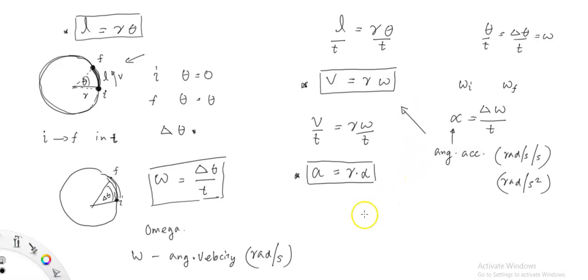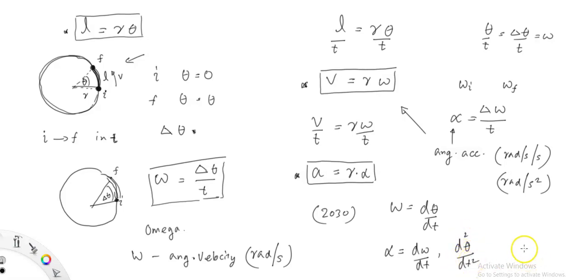Before I erase this, I want the calculus class to know, if you are in physics 2030, these things are defined. Omega is defined as, you already know this, d theta by dt, the derivative of angle, and angular acceleration is defined as d omega by dt, or d squared theta over dt squared, the second derivative. All right. Okay, so let's try some examples.